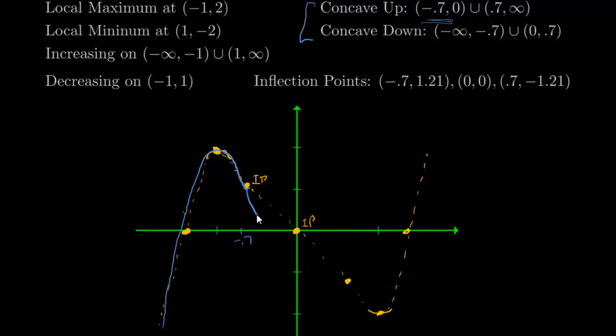So we'd connect it like that. We'd flatten out here because this is also a critical value, if you recall. So we do have a slope of 0 here. Now from 0 to positive 0.7, we are concave down. Right there. So connect these 2 points, but concave down, a parabola looking like it's opening down. Then finally from 0.7 to infinity, we're concave up. Make sure you're passing through all the points. And this is my graph of 3x to the 5th minus 5x cubed.